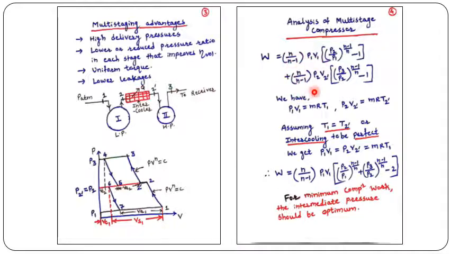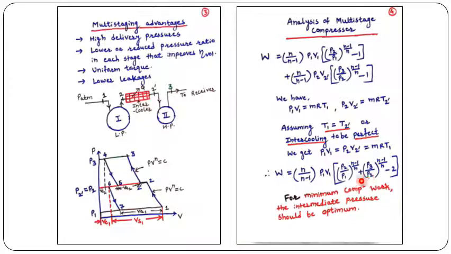So, if I take this common, then I will get a simplified expression for work done which is n by n minus 1 P1 V1, and in bracket I am left with (P2 by P1) raised to n minus 1 by n plus (P3 by P2) raised to n minus 1 by n minus 2. So, that I have written here. This is our new expression for work done, but again for this you should know all the pressures, but generally in most of the cases we know only inlet pressure and delivery pressure. Intermediate pressure is generally not known. So, how to obtain intermediate pressure?